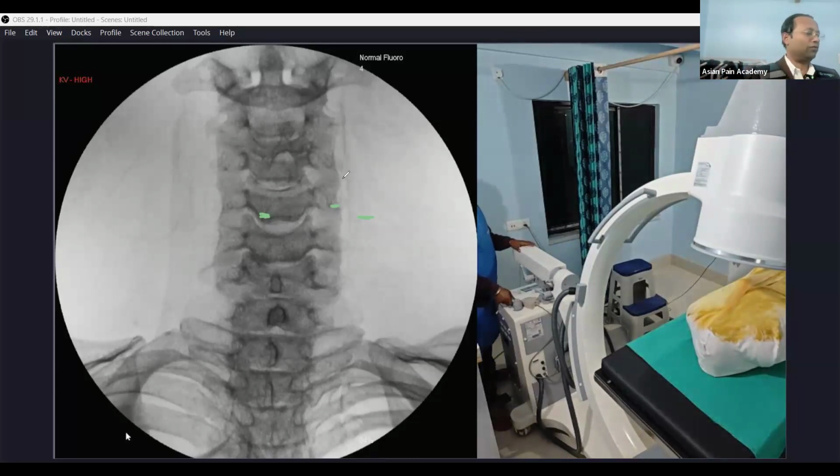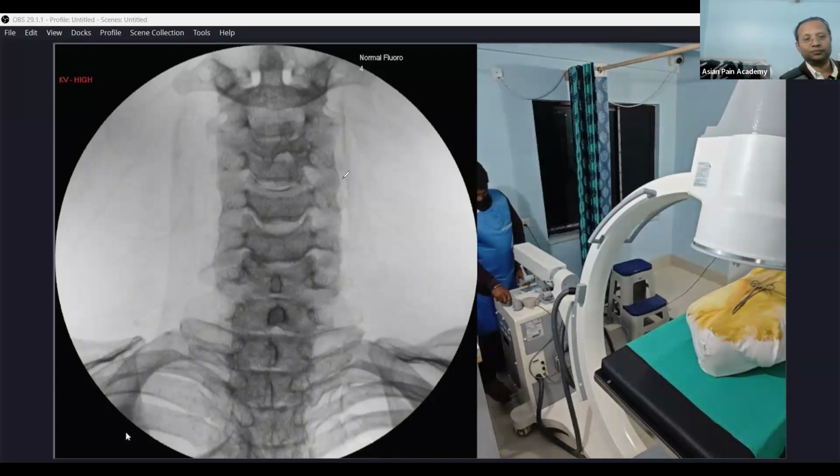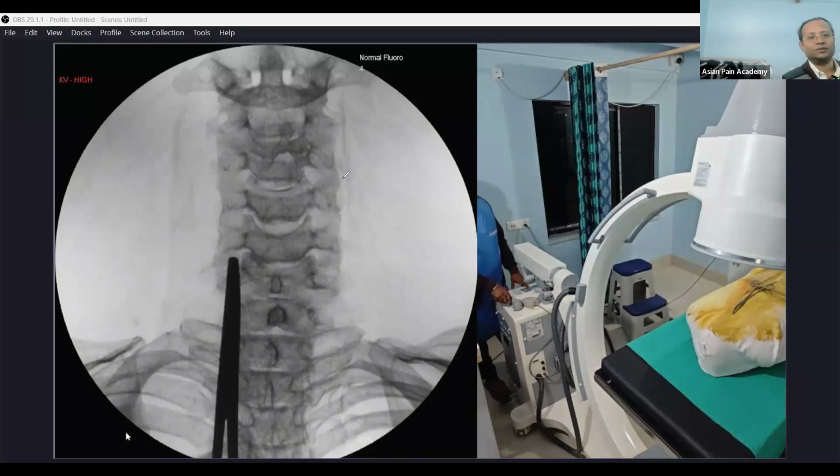So either we can go from the posterior side, in a tunnel view approach, that is also possible, or you can go from the lateral side. When the patient is lying laterally, then also you can go. In the supine position also, we can go inside the joint, like we are going in a tunnel view approach on the pillar. But here it is a bit risky, so I don't want to show you much here. Intra-articular cervical facet joint.